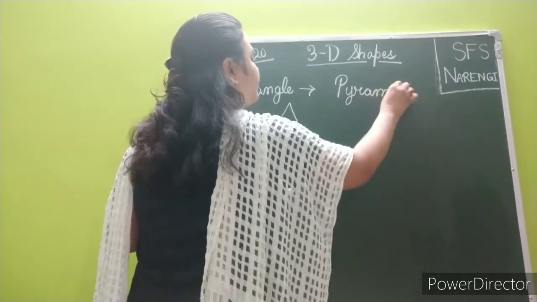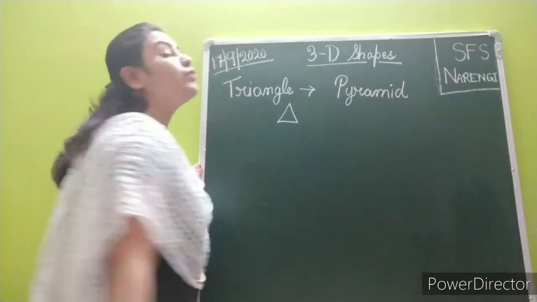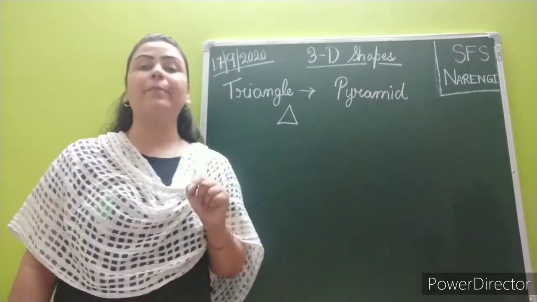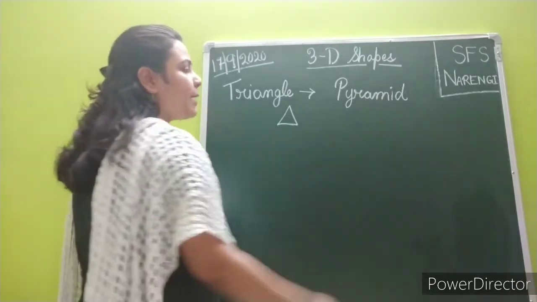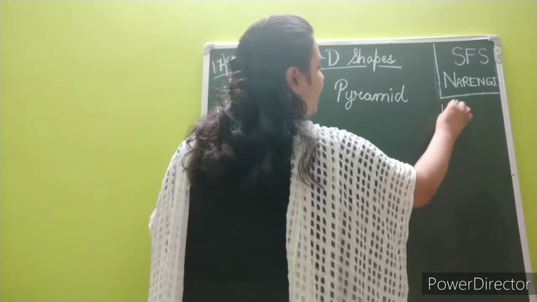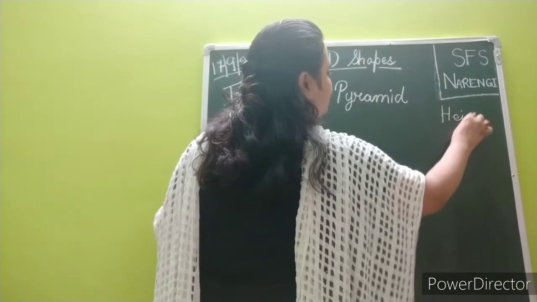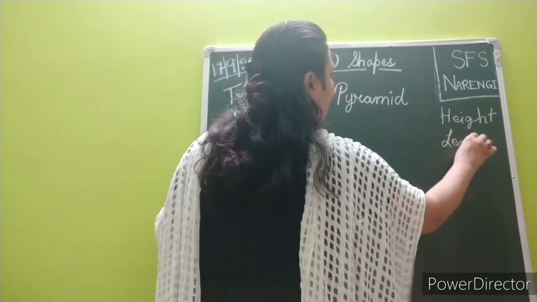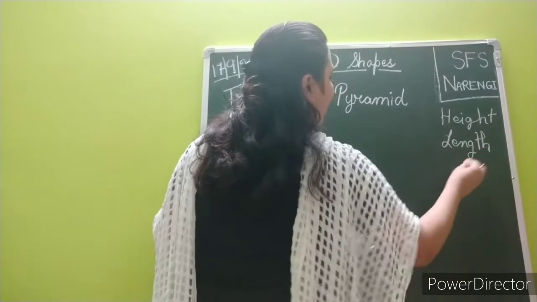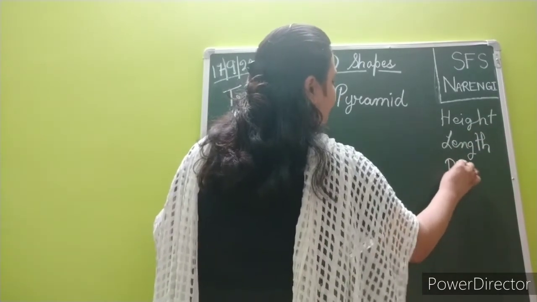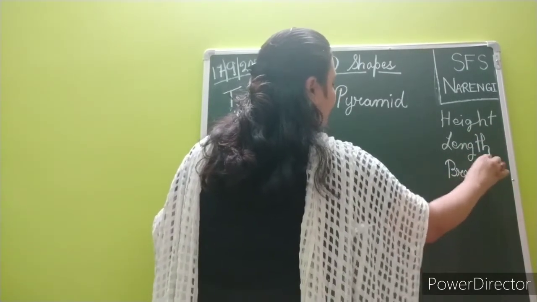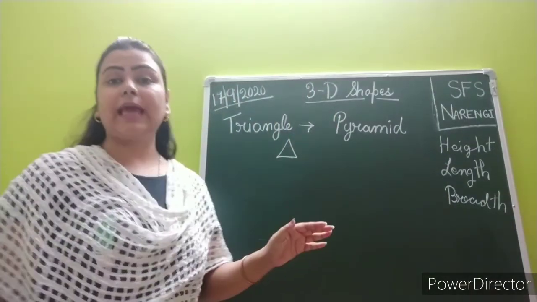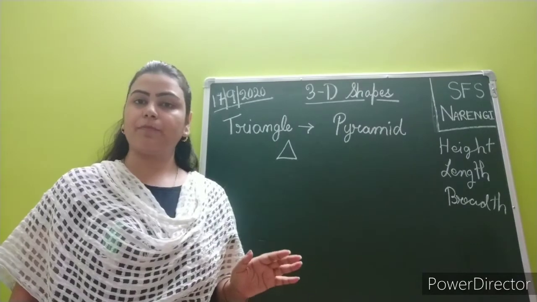Now, I hope all of you know the meaning of 3D. What is the meaning of 3D? Which is having 3 dimensions. Now, what are those 3 dimensions? It is the height, length and breadth. The height, the length and the breadth. Okay?